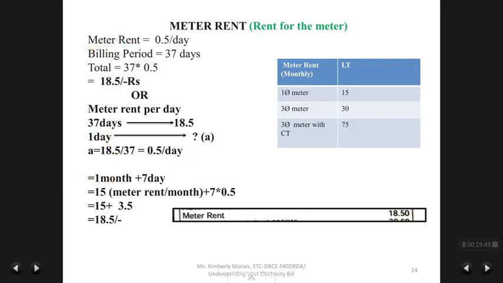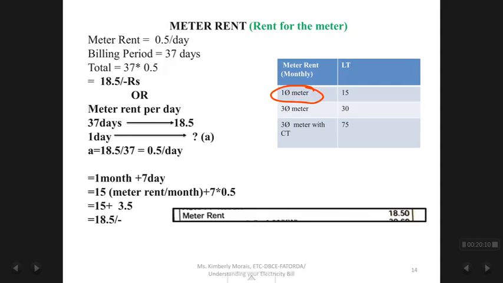Next is the meter that is at home. You have to pay a certain rent for it. There are two ways of doing it. They actually have a slab again over here. They have a tariff. They say if yours is a single phase, it is 15 rupees. If it is 3 phase, it is 30. If it is a current transformer, it is 75. But mine is this, so I will stick to this.